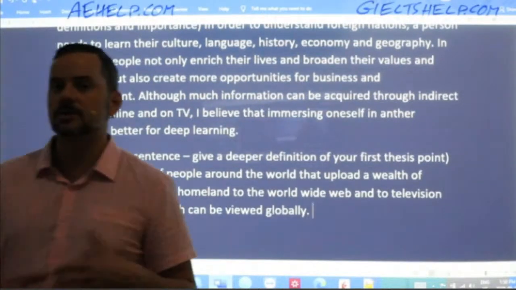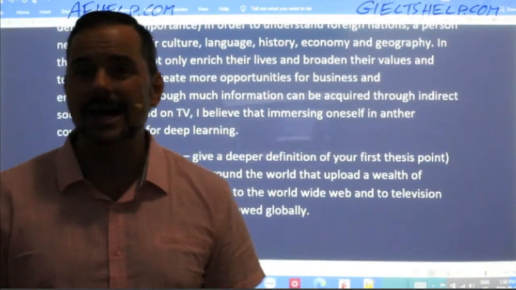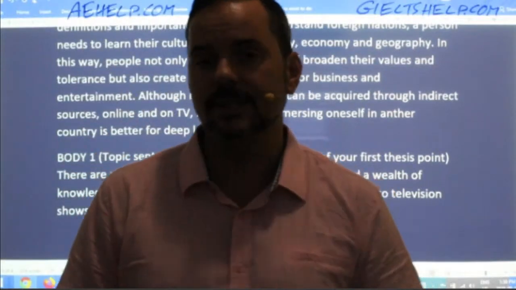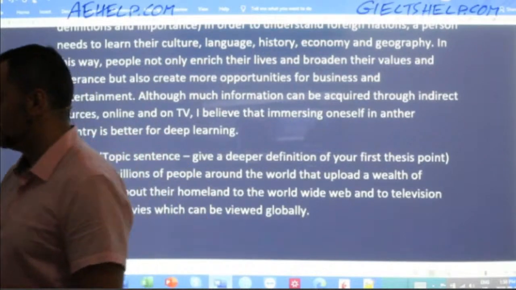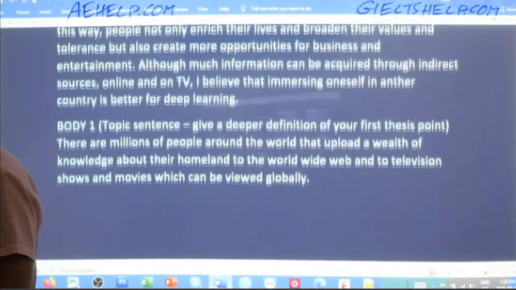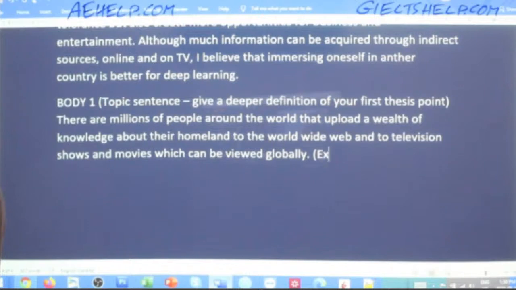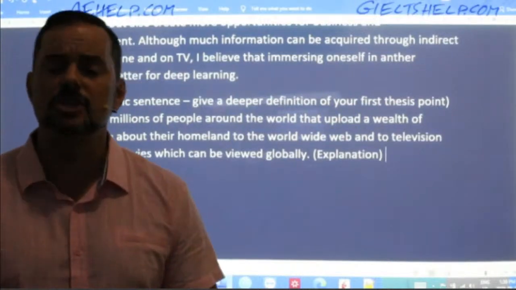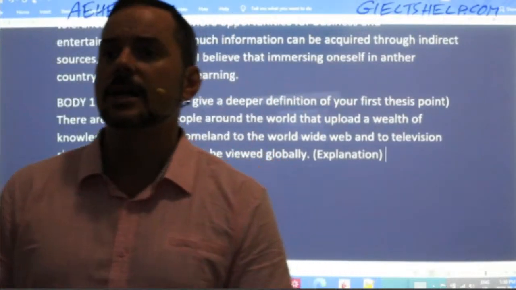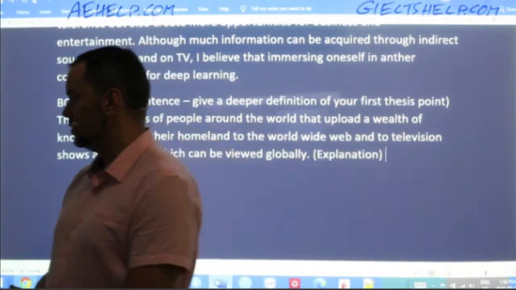So here is where I want to mention some quantitative information, and why certain people may choose to learn about another country in this way. Okay, so here comes the explanation. And again, think about the whys, think about that quantitative information. So I'm going to write the explanation, and then you can do the same.